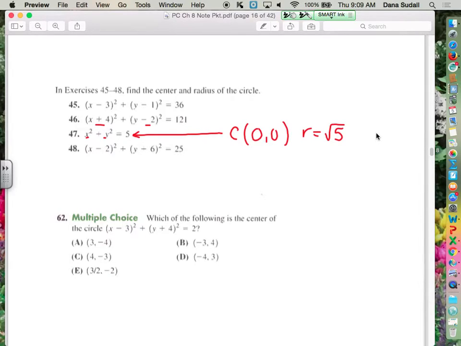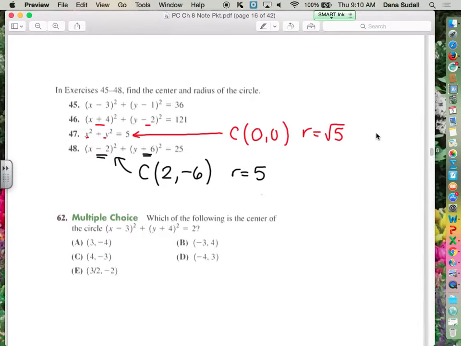And then, I don't know, how about, well, let's do 48. So the center for that would be the opposite of what you see inside the parentheses here, because remember the formula is a minus. So my h value would be 2, my y value would be negative 6, and the radius would be square root of 25, which is 5.